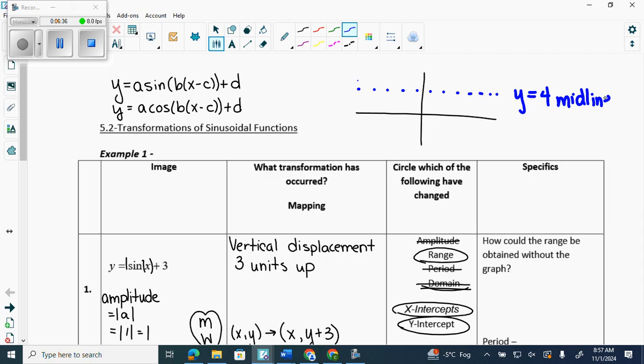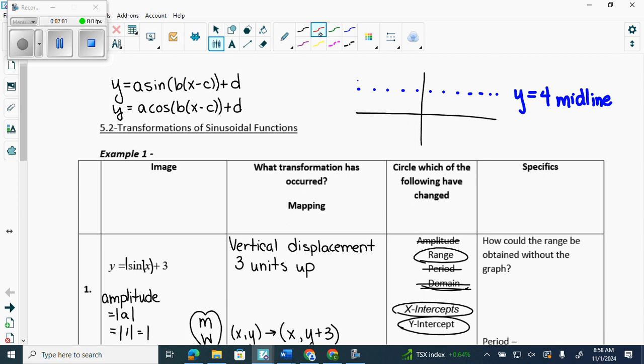Amplitude, what's the definition of the amplitude? Half the vertical distance from the min to the max, correct? So if the min to the max is 4, the amplitude is 2. If the min to the max is 9, the amplitude is 4.5, right? It's half of the vertical distance.